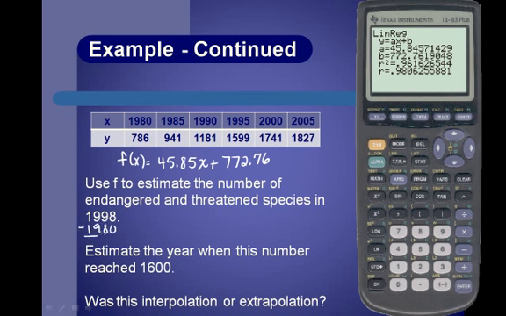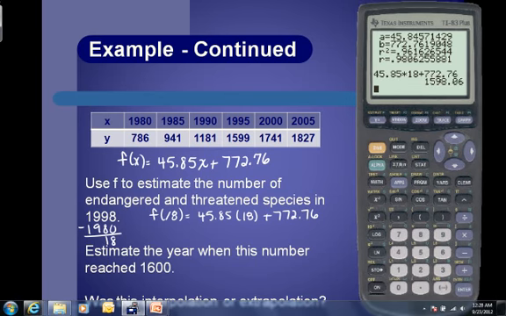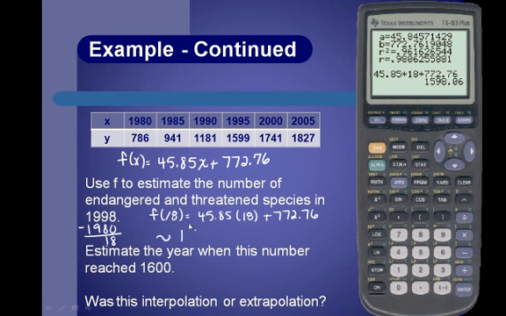So when we use f to estimate the number of endangered and threatened species in 1998, the first thing we have to do is determine the number of years since 1980 it was, which is 18. So now we're going to go f of 18, which is 45.85 times 18 plus 772.76. So we would get 1,598.06, which is approximately 1,598.